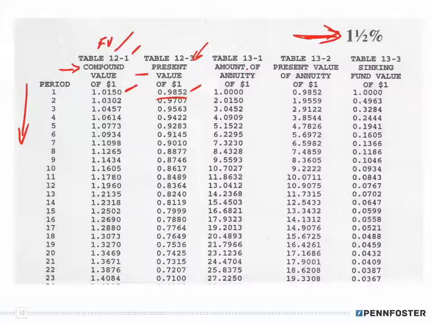Now, again, in the next chapter, chapter 13, we're going to be talking about annuities. So this column is the future value of an annuity, and table 13-1 and table 13-2 is the present value of an annuity. So these two columns you'll be using in the next chapter. And then also we have a concept of a sinking fund value, which is going to be covered in the next chapter. And so that's an additional column.